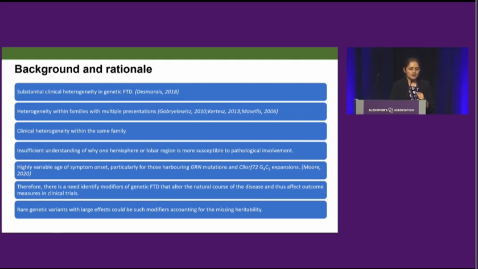Finally, the age of symptom onset is highly variable, particularly in those who have granulin mutations or C9orf72 repeat expansions. That is why we need to identify modifiers of genetic FTD that alter the natural course of the disease, and rare genetic variants with larger effects could be such modifiers accounting for the missing heritability.